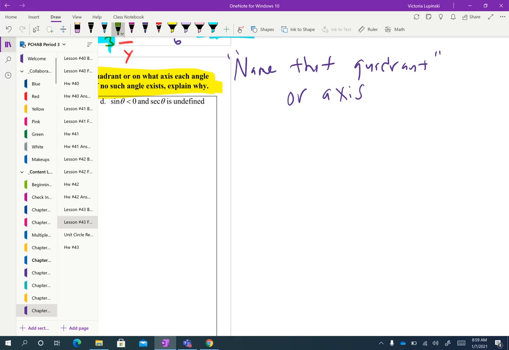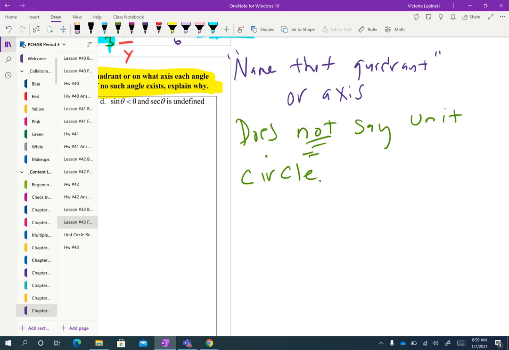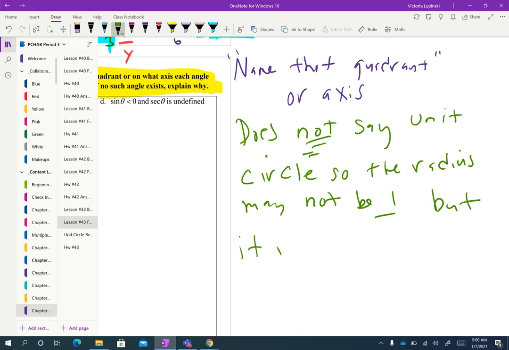The most important thing that I want to point out here is that it does not say unit circle. Because it does not say unit circle, we do not know that the radius is 1. So the radius may not be 1, but there's good news. It is always positive.